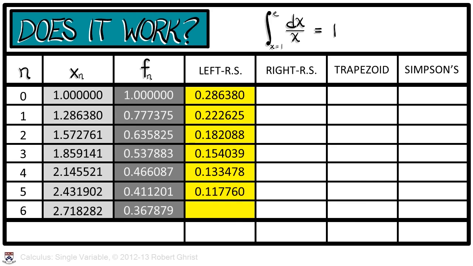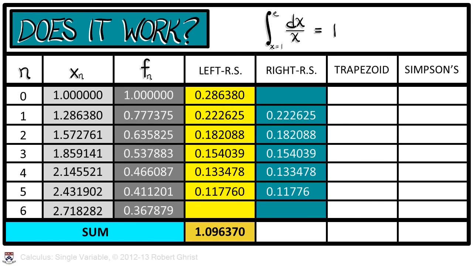For the left Riemann sum, we multiply the sample values f sub n by this h, and then add them all up, not taking that last endpoint. When we do so, we get an answer that is not too bad. It's within 10% of the correct answer. If we do a right Riemann sum, then, because of the convexity of this curve 1 over x, we get a very different value. It is under the true value instead of over, again by about 10%.